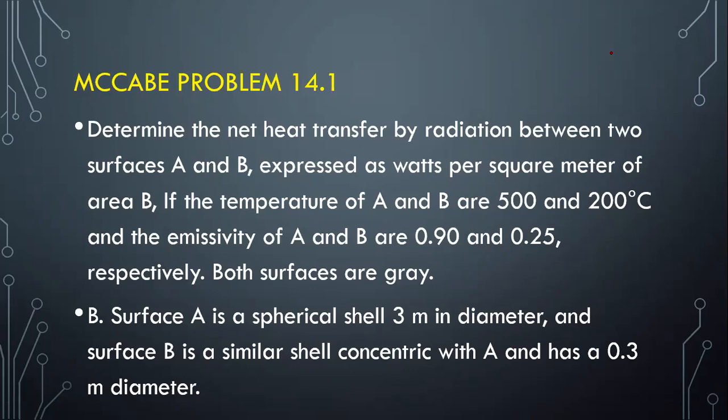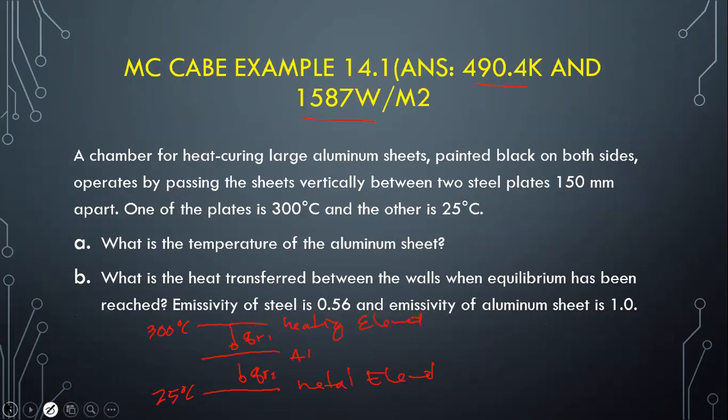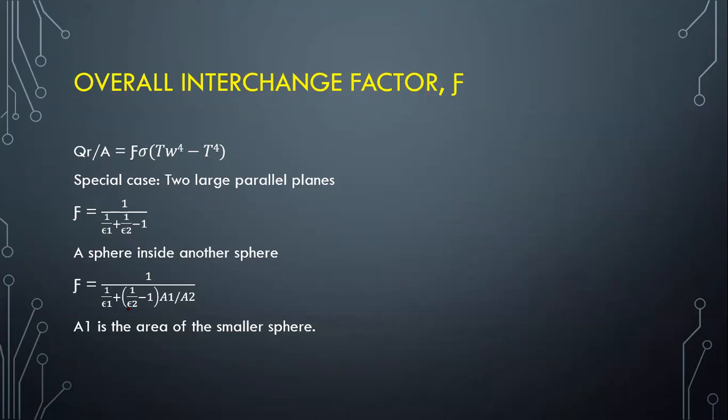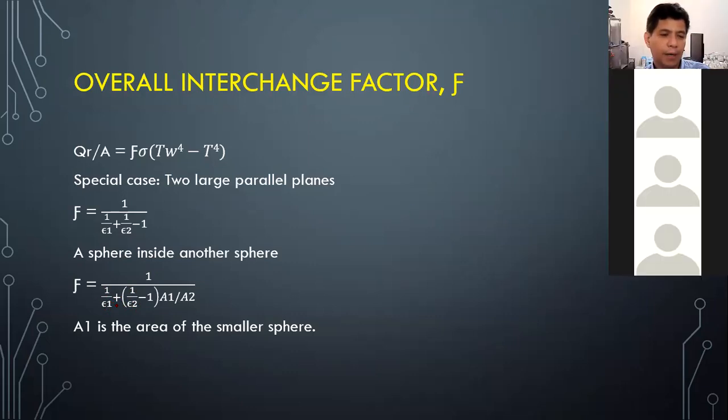So bago niyo mahanap yon, kailangan niyo munang i-determine yung F. Tapos ito, second case, concentric circle. So kailangan memorize niyo yung ating F equation for concentric circle. Ito yun: 1 over (1 over E1 plus (1 over E2 minus 1) times A1 over A2). Yung A1 is the area of the smaller sphere.